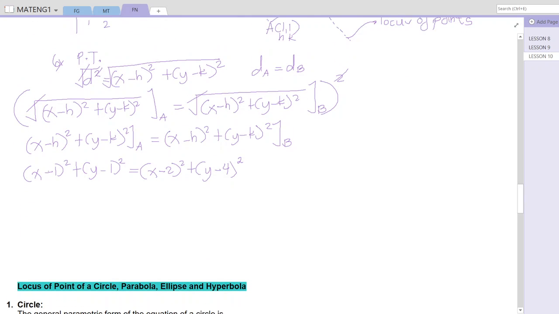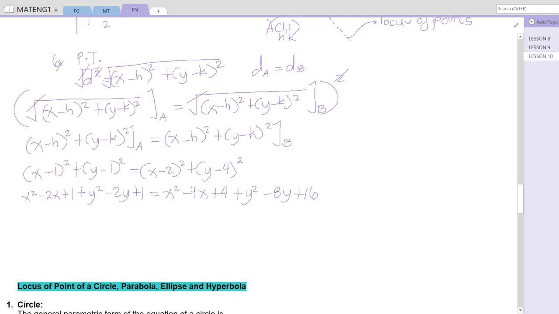Okay, so we have to expand this one. Expanding this will become (x minus 1) squared, so that is x squared minus 2x plus 1, the same with this one, (y minus 1) squared will become plus y squared minus 2y plus 1, and that is equal to (x minus 2) squared, which is x squared minus 4x plus 4, and the same procedure with this one, that is y squared minus 8y plus 16.